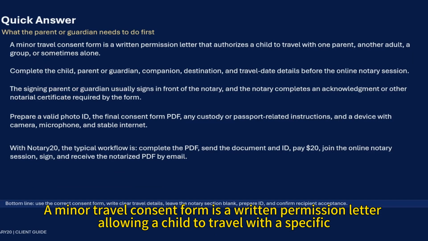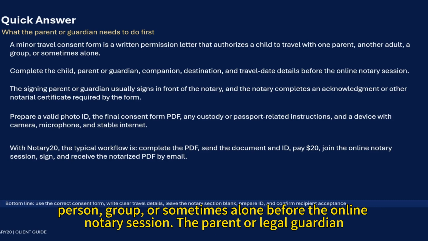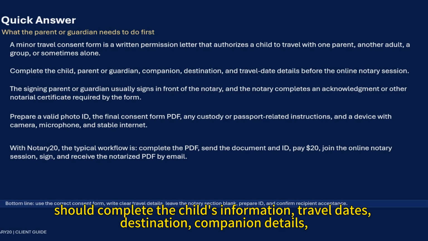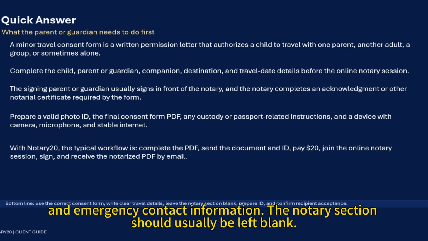A minor travel consent form is a written permission letter allowing a child to travel with a specific person, group, or sometimes alone. Before the online notary session, the parent or legal guardian should complete the child's information, travel dates, destination, companion details, and emergency contact information. The notary section should usually be left blank.